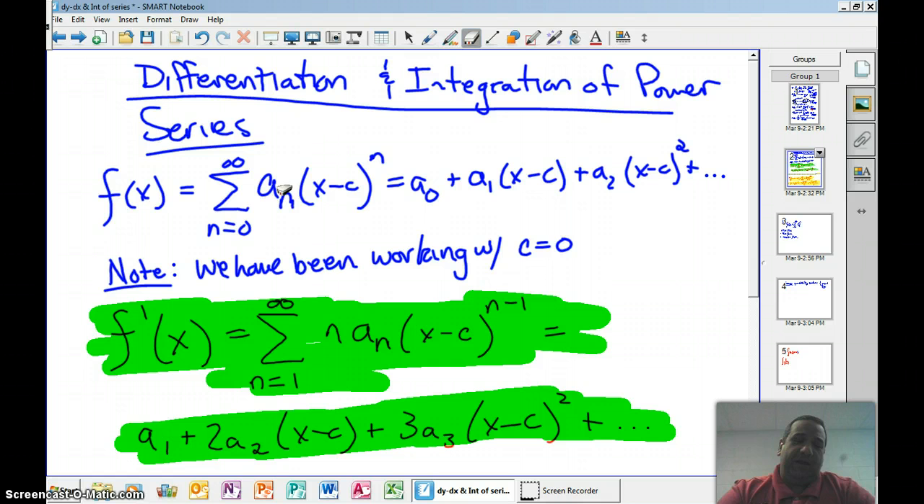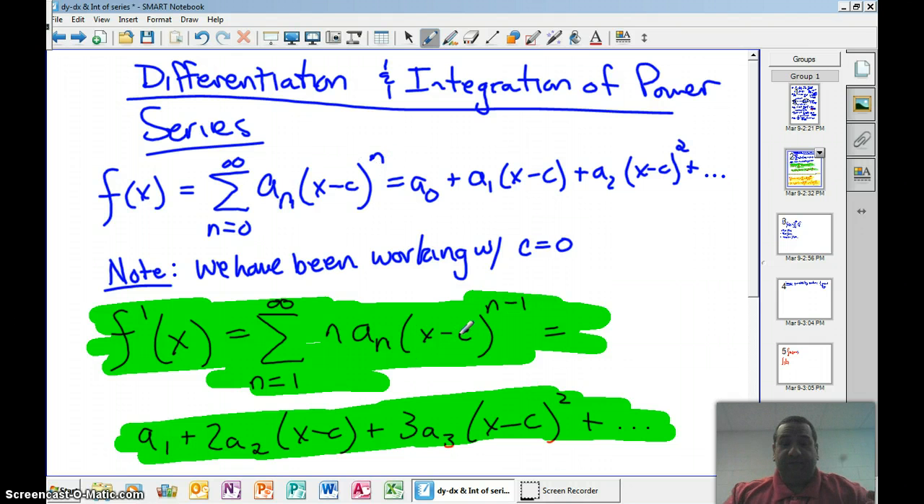So now if it's going to be a_n x to the n, that's what you've been seeing, and now that generates this. We've been working with c equals 0. That's exactly what I said. Now if I want to take a derivative, it's an easy power rule. Guess what we do? Bring down the n, subtract 1 from the n.